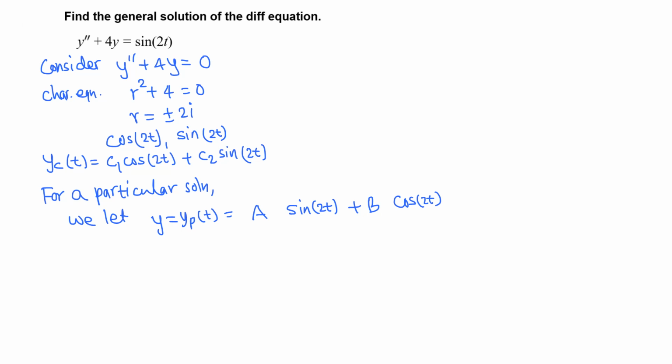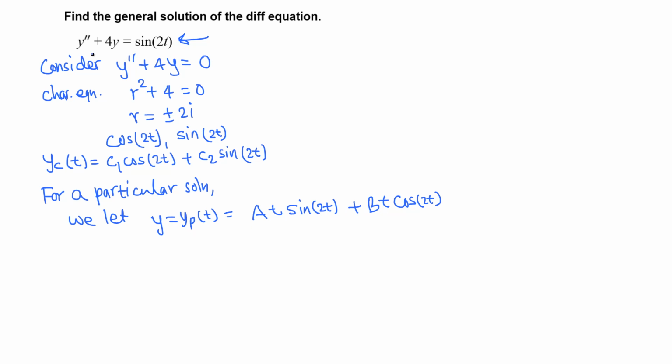But sine 2t is already a solution. Look at here, sine 2t is already a solution, same as cosine 2t. So we need to multiply by a variable t. So we just multiply throughout by t, which gives at sine 2t plus bt cosine 2t. We are multiplying by t because sine and cosine are already solutions. Now that's yp. Now we want to plug this into the non-homogeneous ODE and determine the values of a and b.